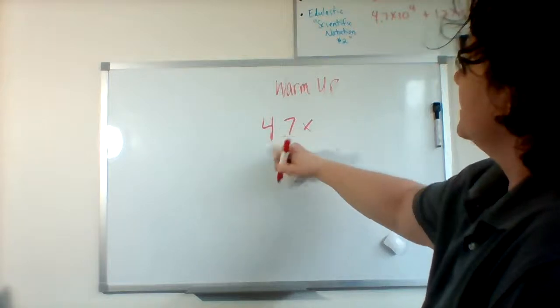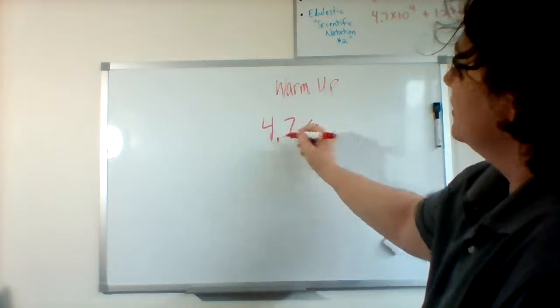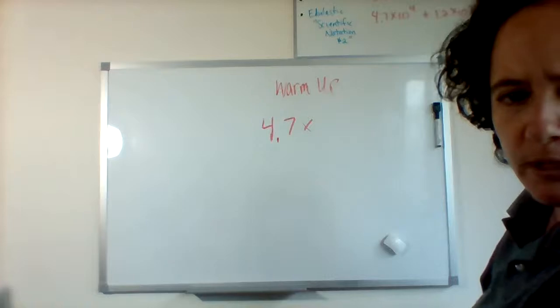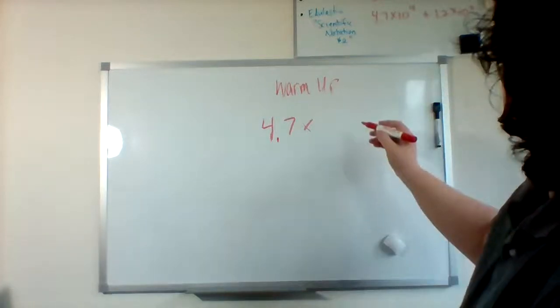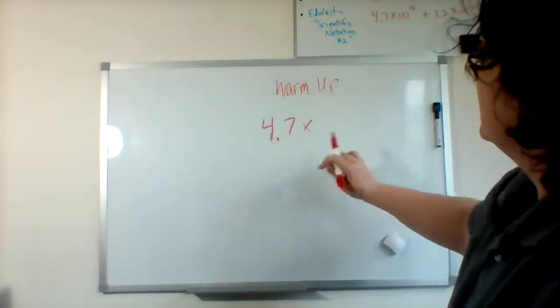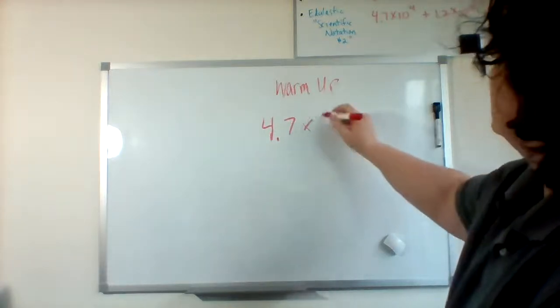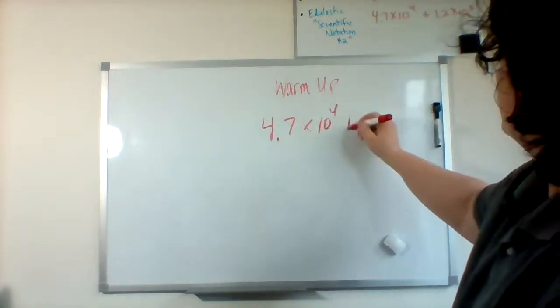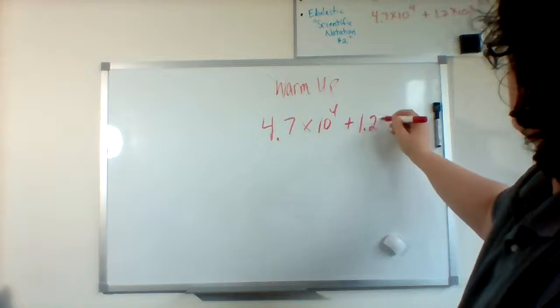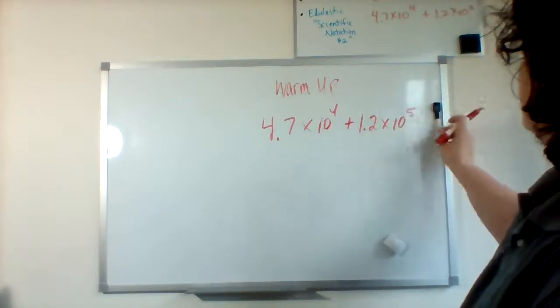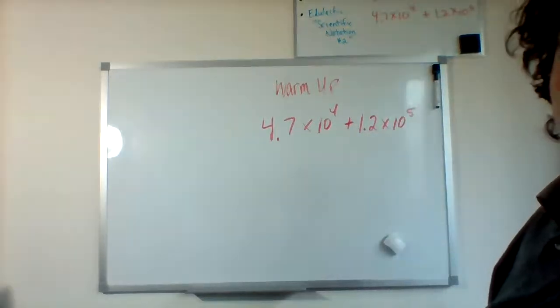That's more like a decimal. Hopefully you guys can see okay. Times, not a comma, a decimal. Times 10 to the 4th plus 1.2 times 10 to the 5th. Okay, so what's the challenge here right now?